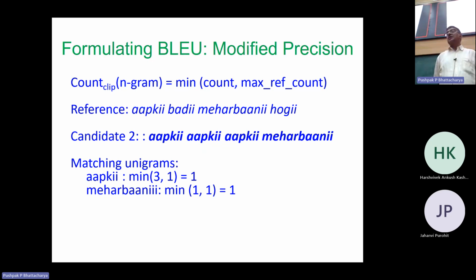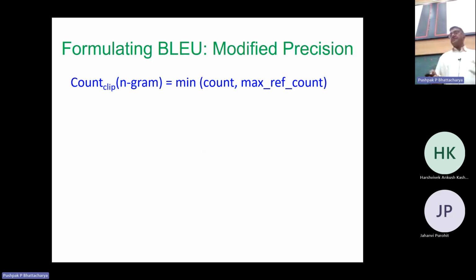So what will be the unigram precision now? It will be 2 by 4, which is equal to 0.5, right? And the unigram precision in the case of the correct translation is higher for this. So therefore, that translation is better.